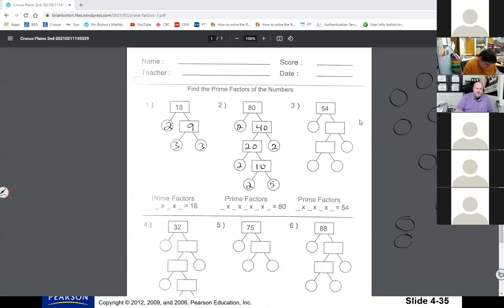Is that making sense, those ones? It's good practice. So if you're really struggling with prime factorization, do a couple of these.